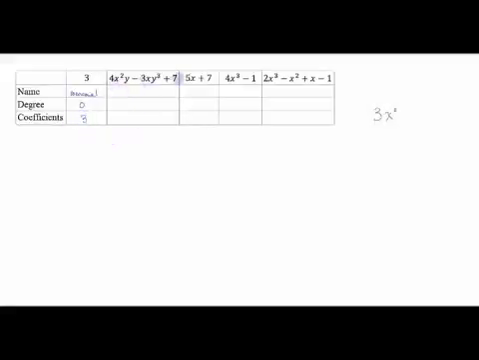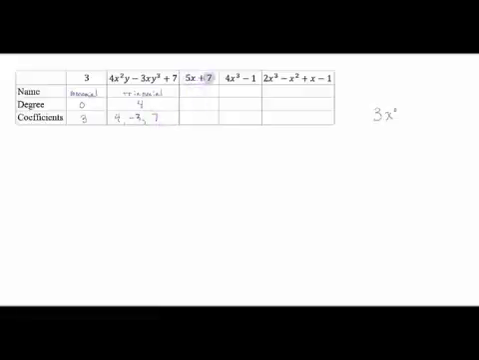The name of this is going to be the trinomial. Its degree is, well, let's look, 2 and 1 is 3, 3 and 1 is 4, and we have a 0 here. We want the degree of the highest degree term, so it's a 4th degree polynomial. The coefficients are 4, -3, and 7.